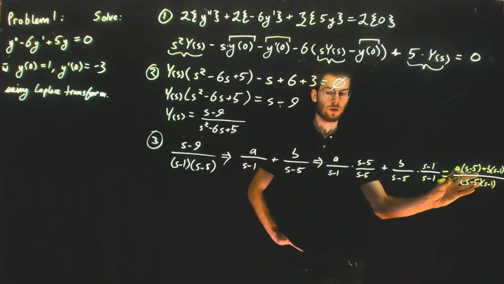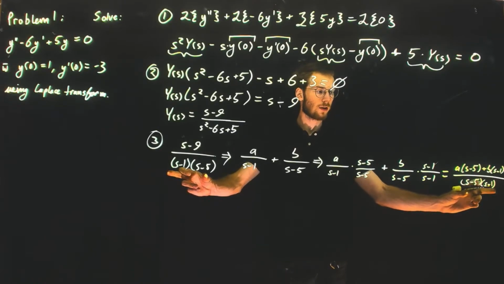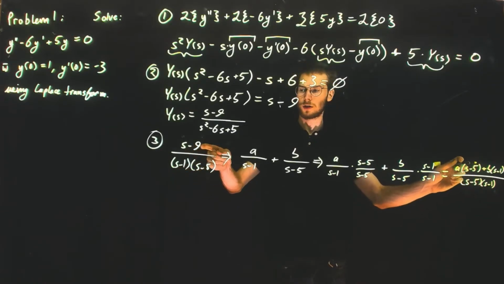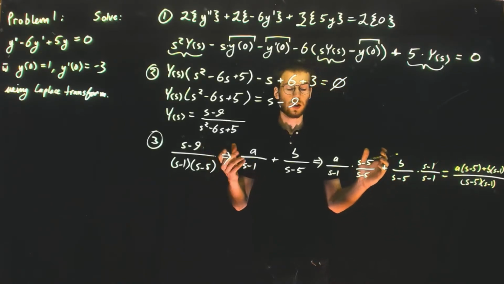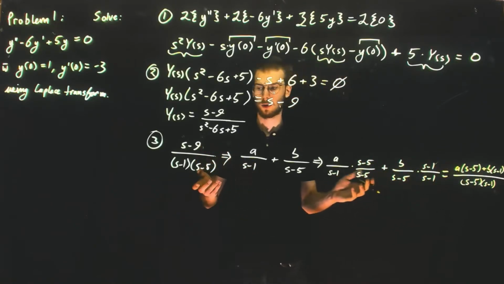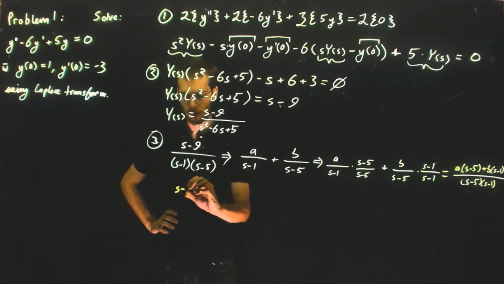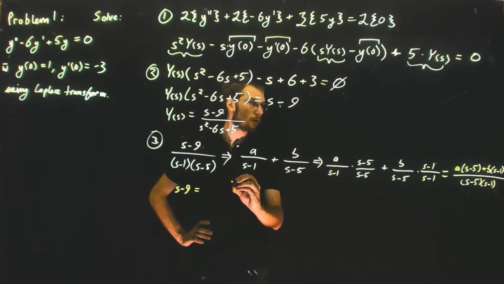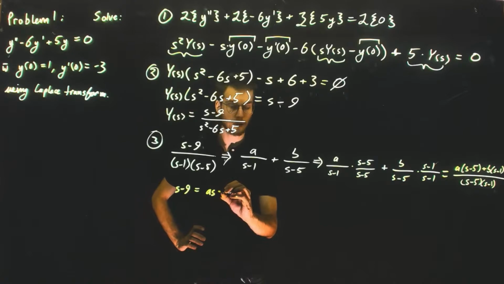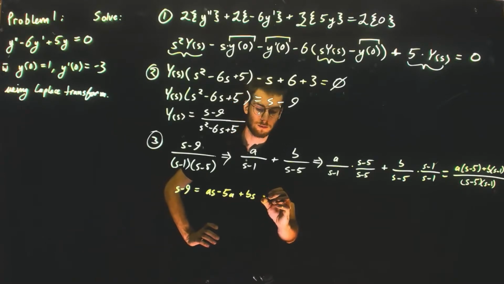Now you will see that the denominators are the same on both. We have an s minus 5 factor and an s minus 1 factor, but the numerators are different. We have s minus 9 on this side, and we have all of this on the other. We can now equate those two numerators to one another in order to solve for our A and B terms. So we'll have s minus 9 is equal to, and at the same time I'm just going to distribute in those terms, AS minus 5A plus BS minus B.